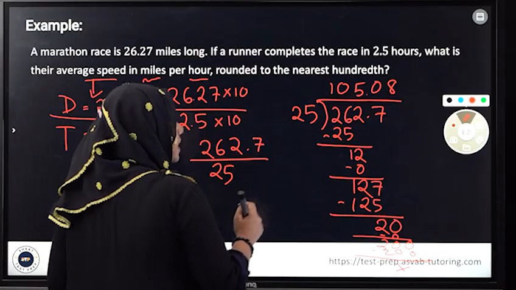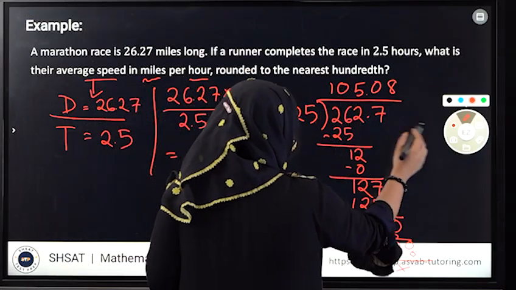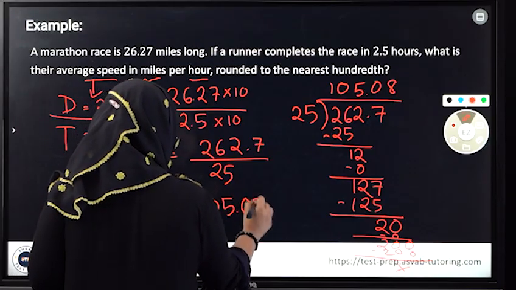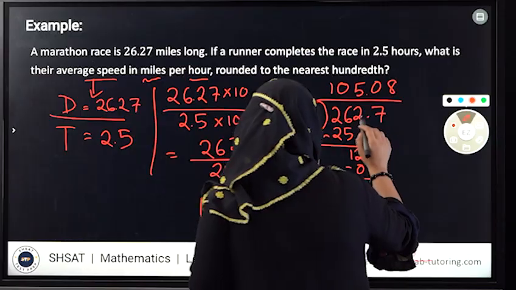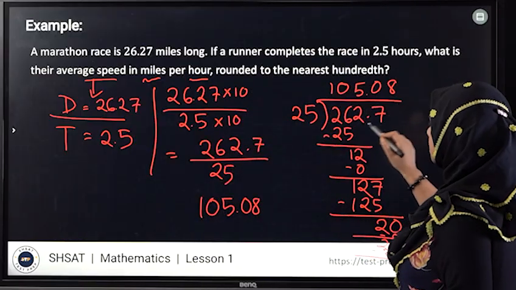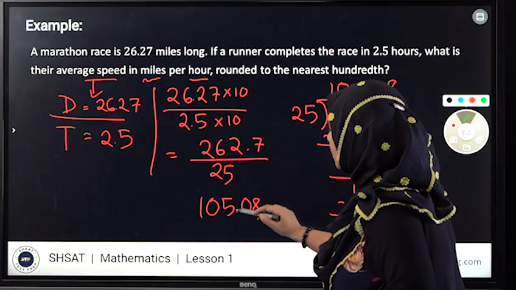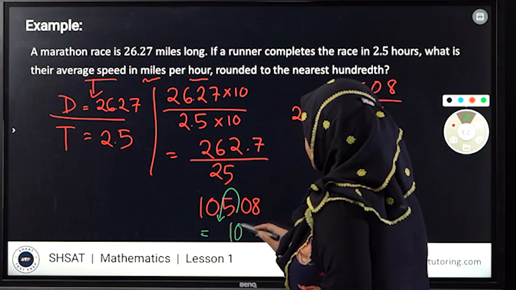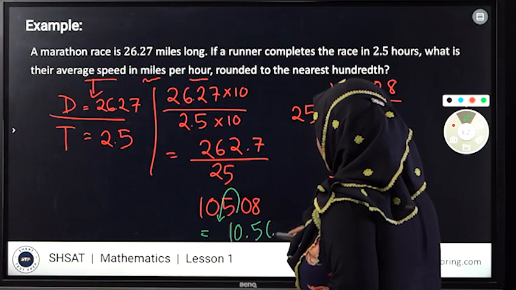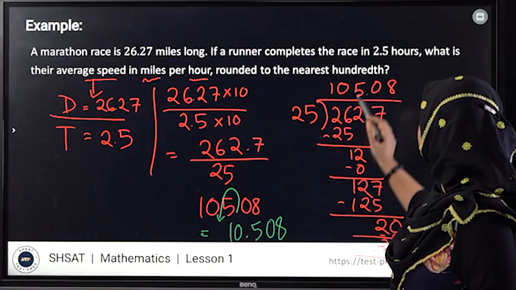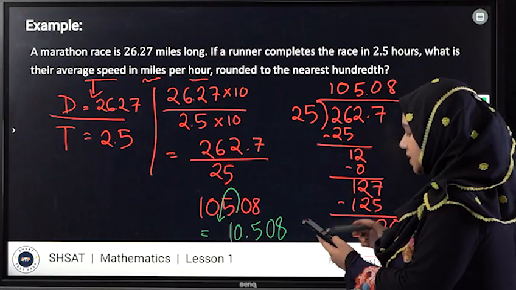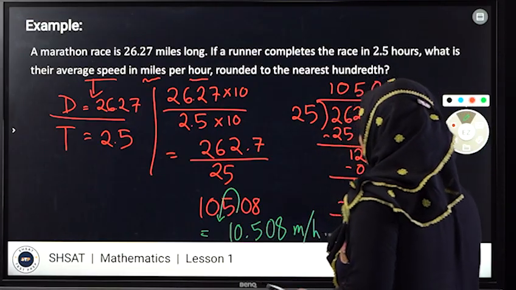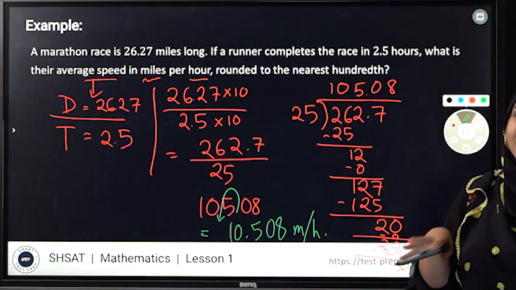So the final answer, if you think the final answer is 105.08, you're wrong. Why? Because the number here already had a decimal right next to it, which means that it's going to go 1 unit to the left. So my final answer here is 10.508. And most definitely, we need to write the answer in miles per hour, right? If you think that my answer is ending here, we're wrong as well.